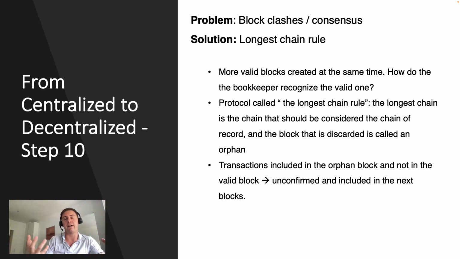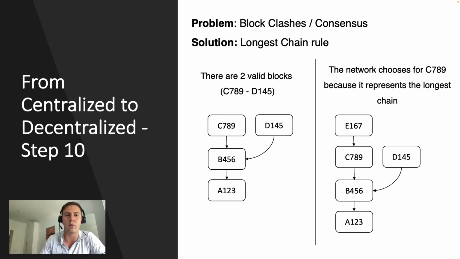So whenever a miner creates a valid block, considering the miners and the nodes are all interconnected, it will be propagated among all the bookkeepers. But it can be that two valid blocks are created at the same time. So how is the system deciding which is valid? It uses the longest chain rule. Let's see an example. We have a situation where, after we have blocks A1, 2, 3, then block B4, 5, 6 is created. But then there are two blocks created, C7, 8, 9, and D1, 4, 5. How can all the bookkeepers agree on which block will be valid and which not?